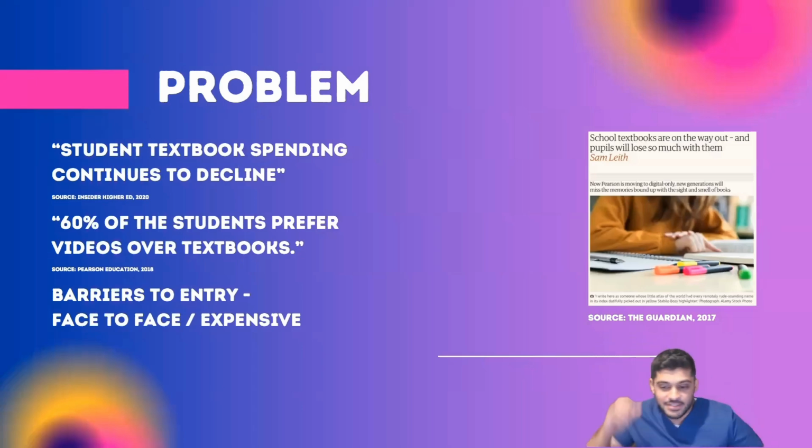So that's something that I learned when I first started going into lecturing. But I've never used textbooks. Student textbook spending continues to decline. A lot of publishers are starting to see that there is a decline in textbooks and they need to change the way they approach education, essentially.